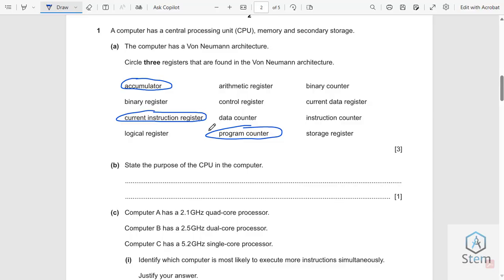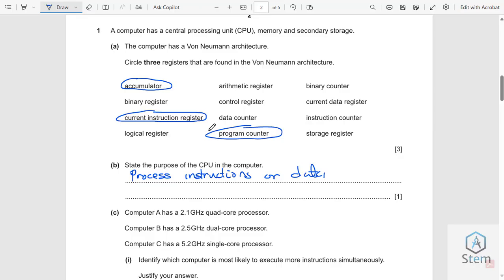Now, what is the purpose of the CPU, or the processor, or sometimes the microprocessor? What is its purpose within the computer system? Well, the processor is processing instructions, which are also software, or data. That's what the CPU is doing.